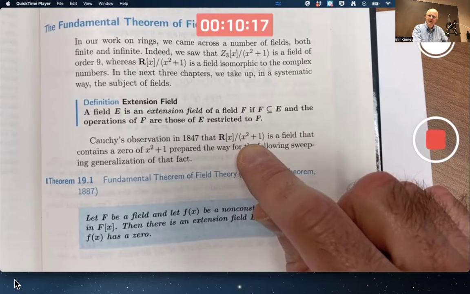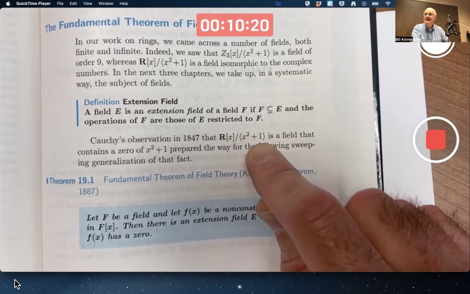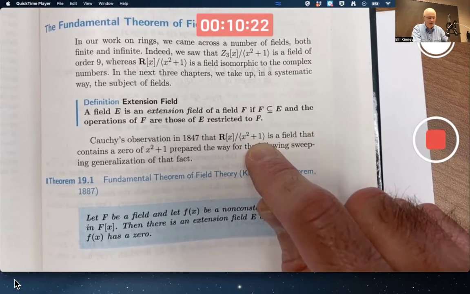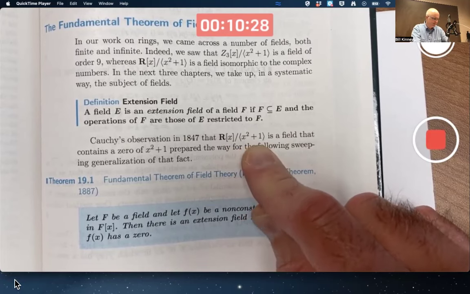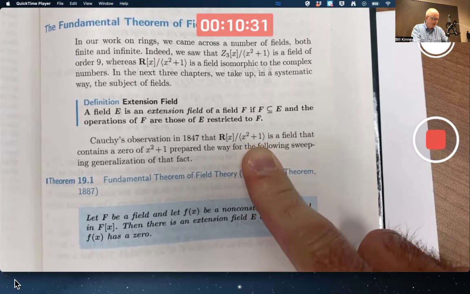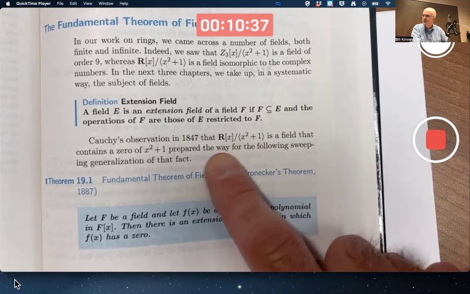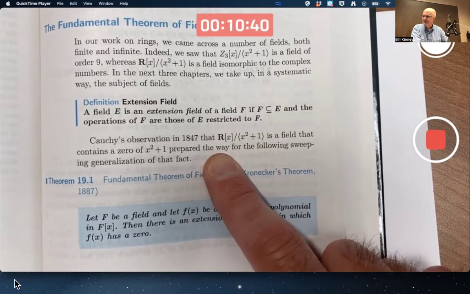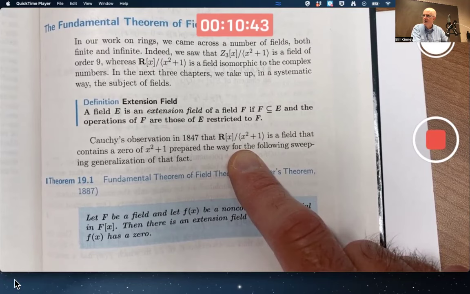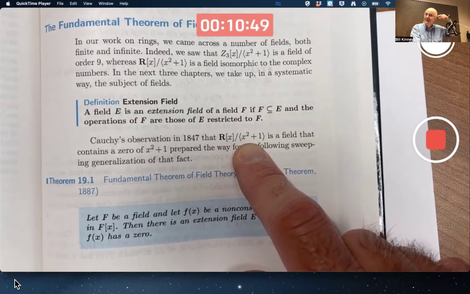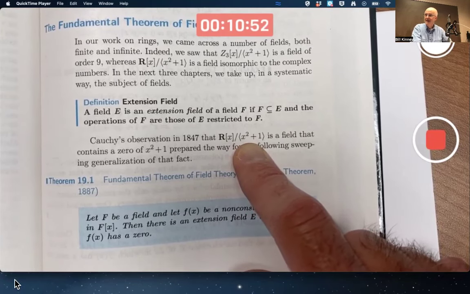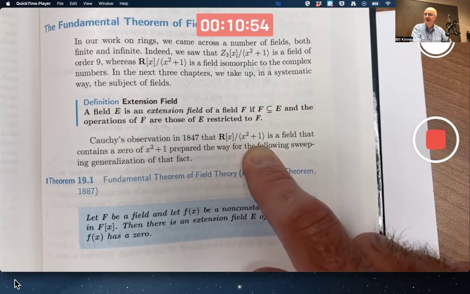But wait, this is a field. What is this? This is a factor ring where we are modding by an ideal, a principal ideal generated by x squared plus 1. The claim is Cauchy observed that this is a field. Well, why is it a field? It turns out to be a field because x squared plus 1 is irreducible over R. There are some theorems. If x squared plus 1 is irreducible, this ideal will be a maximal ideal. Am I making connections in your brain here? That's a maximal ideal, which makes this a field. We had some theorems back in chapter 14, for example, that allowed us to prove that.